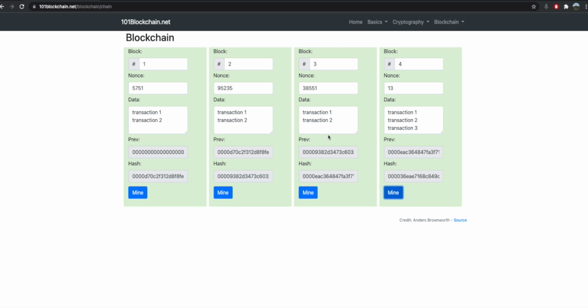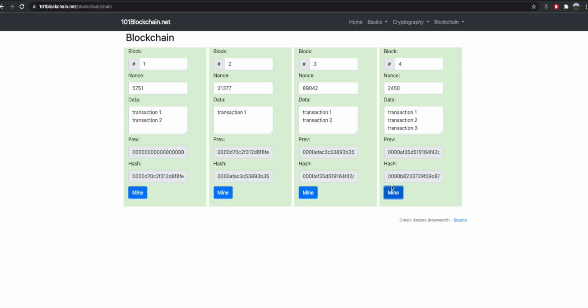Let's try to change the data for block 2. So I'll go in and I'll remove transaction 2. And notice how this block and the subsequent blocks are in invalid states, or are considered broken, as seen by the red color. No problem, I can remine all of the broken blocks again. It'll take some time, but so what? So now I'm remining those blocks. So now they're all in a valid state.